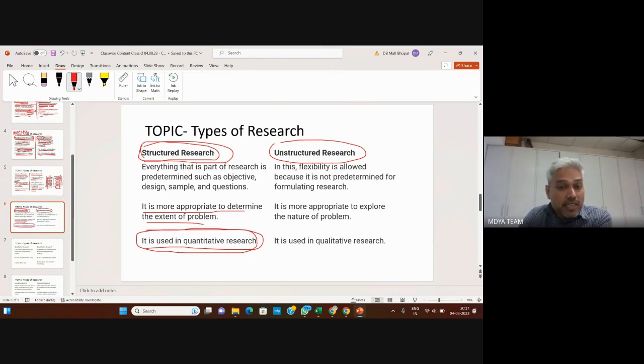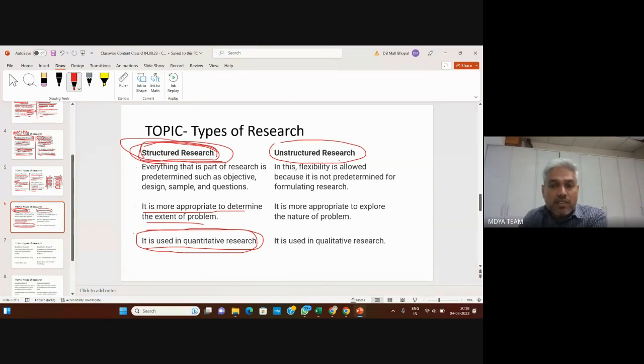So learn these three points. These three points are important because questions can come from these points. They can ask you that structured research means quantitative research, where quantitative research is used. They can give you the options structured research, fundamental research, and so on. Any four options can come there, right? So this is structured research, where we have learned that it is systematic.